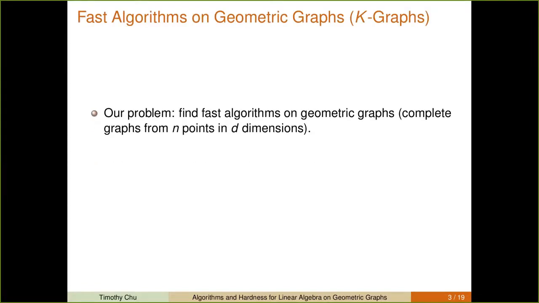So the problem we're trying to solve is fast algorithms on geometric graphs. What does that mean? We're going to consider a class of geometric graphs, which are complete graphs from n points in d dimensions. And we're going to try to find fast algorithms on these for a set of algorithms we'll define later. These graphs, because they're complete graphs, have n squared edges. However, their input size is n times d. So if d is noticeably less than n, you can actually hope for subquadratic time algorithms, depending on what problem you're trying to solve.